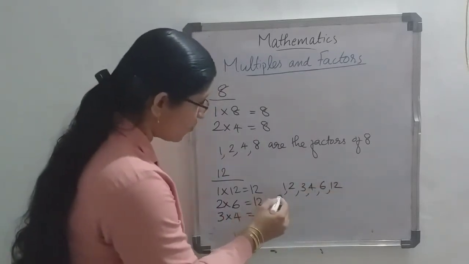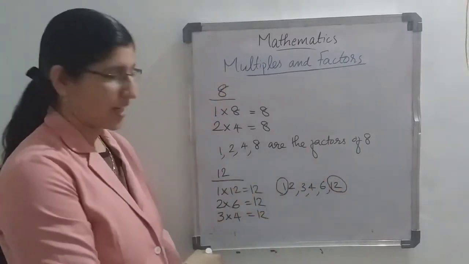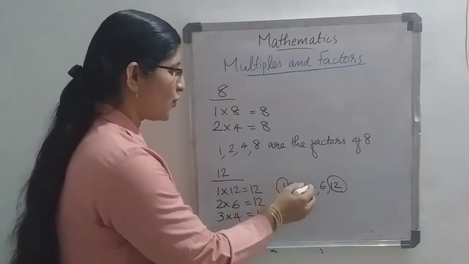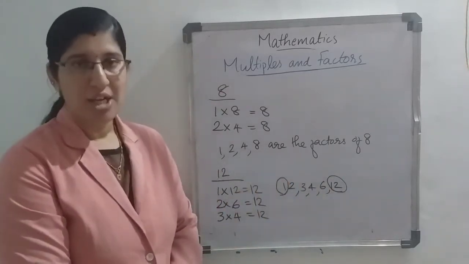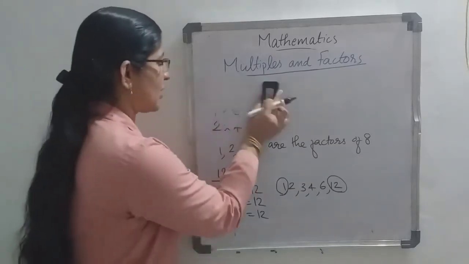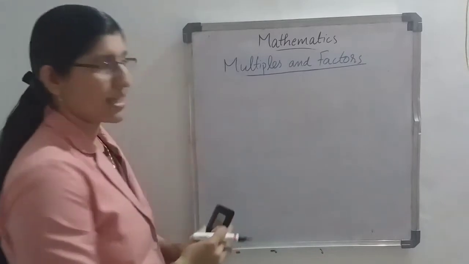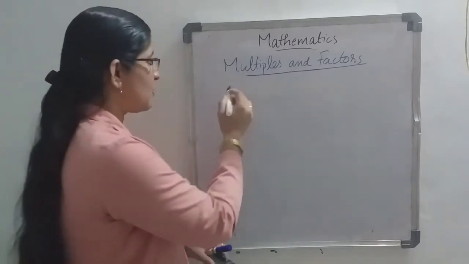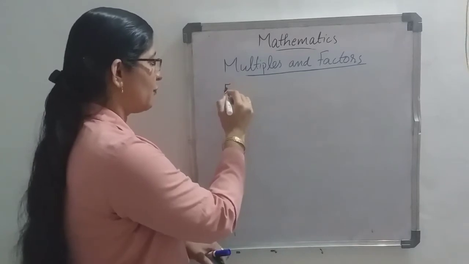So listen here. 1 is the smallest factor, and 12, the number itself, is the greatest factor. So 1, 2, 3, 4, 6, 12 are the factors of 12. Clear? This way we can find the factors of every number. But whenever a greater number comes, you should be very careful. Suppose a question has come: 54.